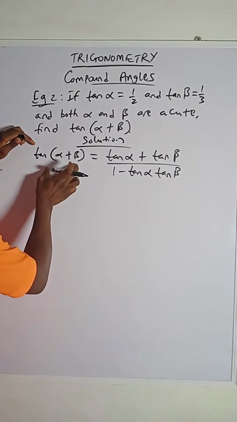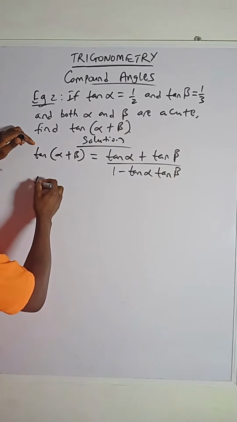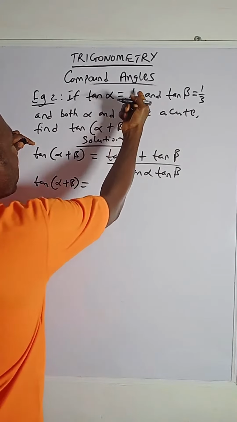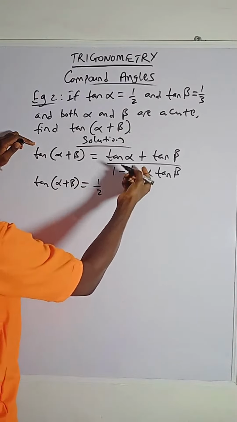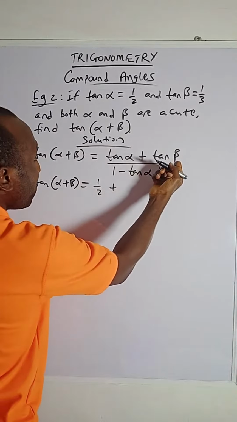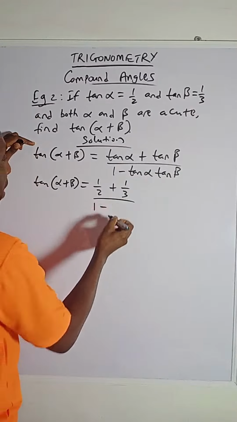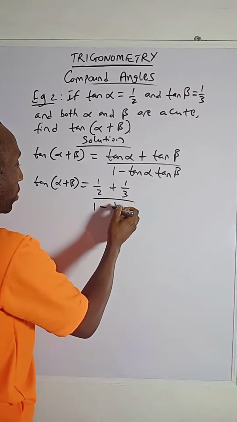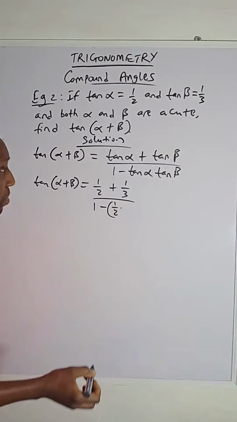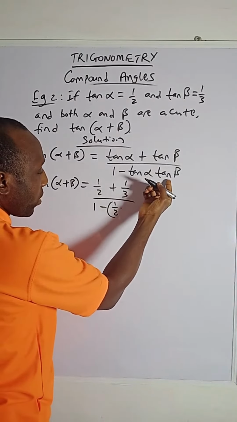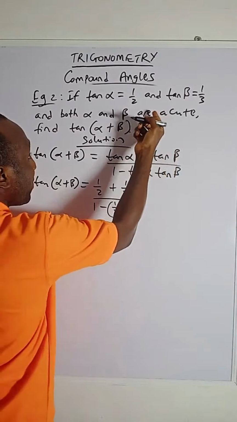So it's time to get tan(alpha + beta). Tan(alpha + beta) is equal to, what's tan alpha? It was given as 1 over 2. We have to be careful with these multiple fractions. Tan beta is 1 over 3. So 1 over 3, all divided by 1 minus tan alpha, which is 1 over 2. Let's enclose this in a bracket, times, that is the dot, which is times, not a decimal point. So tan beta was given as 1 over 3.